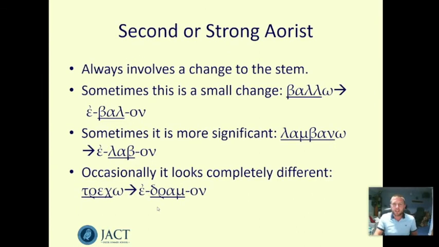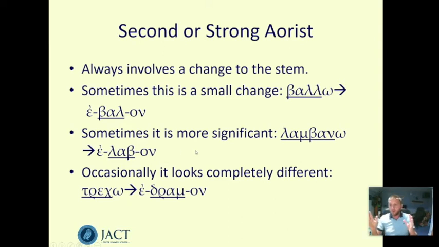So that's the first aorist covered. Let's now have a look at the second, or strong, as it's sometimes called, aorist. Just like in English, this always involves a change to the stem of the verb. And sometimes that could be a small change. So ballo, I throw, becomes eballon, I threw. The only change is one of the lambdas in the stem is gone. Sometimes that change is a bit more significant, more letters alter. So lambano, the stem lamban, becomes just lab for the aorist elabon.